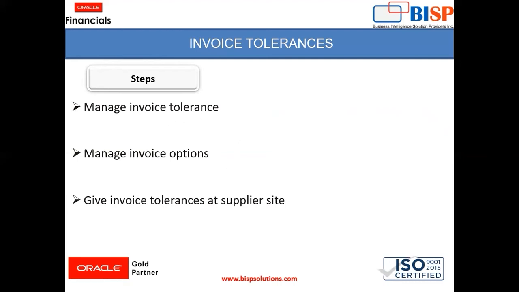While creating the invoices, this tolerance level will be activated and it will check for the variances in the creation of invoices and will let you know if the variance is going beyond the tolerance level. And here we have set the tolerance level at invoices level. If you want to fix or give the tolerance level at supplier level, then at the time of creating supplier site, you can do the same. So these are the three steps which you can follow in the application for giving the invoice tolerances. Now we will go to the application and see how it is done.